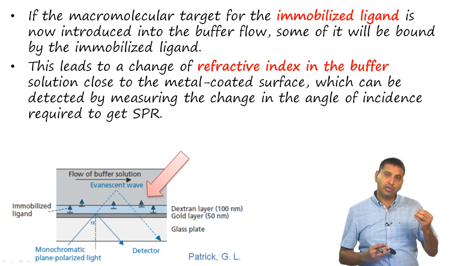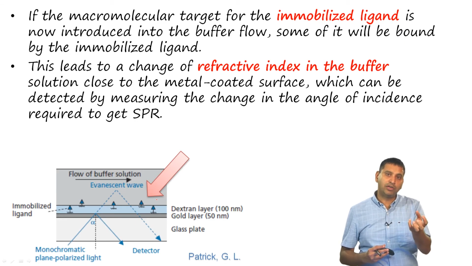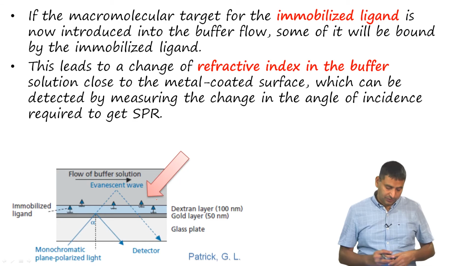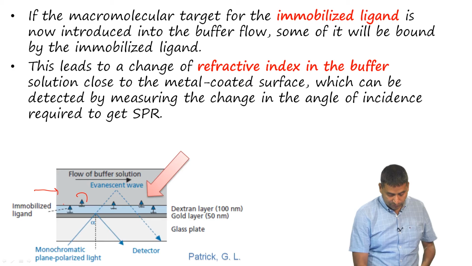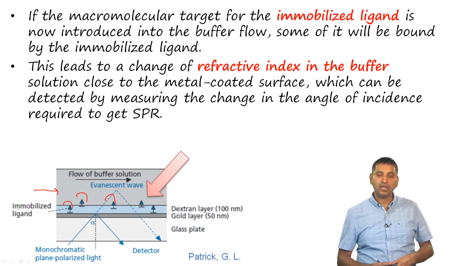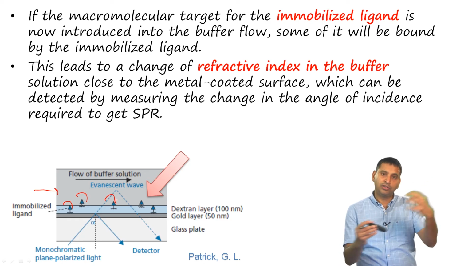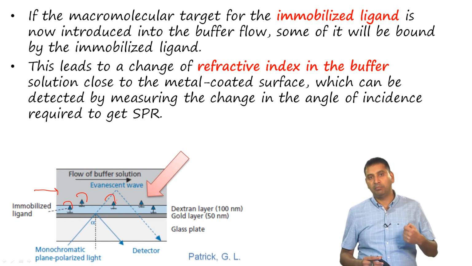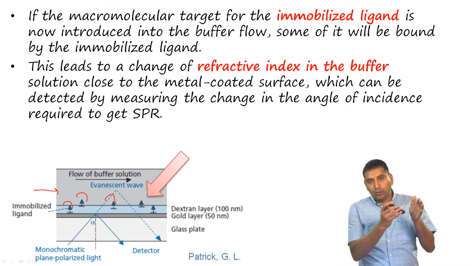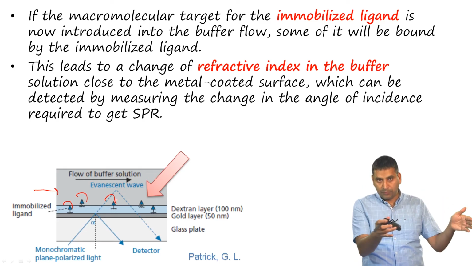Now, if the macromolecular target for the immobilized ligand is introduced into the buffer flow, some of it will be bound by the immobilized ligand. So, let us say you have the target that is going to flow here, and some of it is going to bind to this surface. This leads to a change in the refractive index in the buffer, because you now have macromolecules binding to the surface, and this can be detected by measuring the change in the angle of incidence required to get SPR.